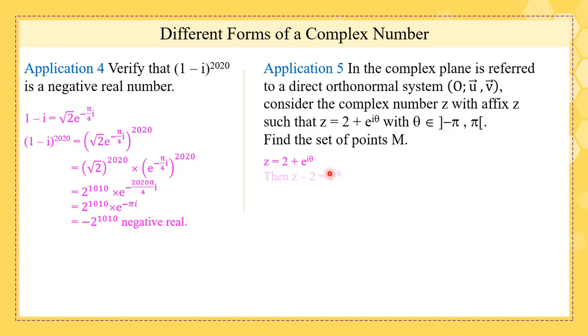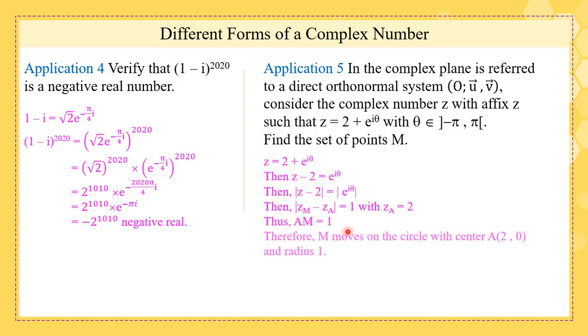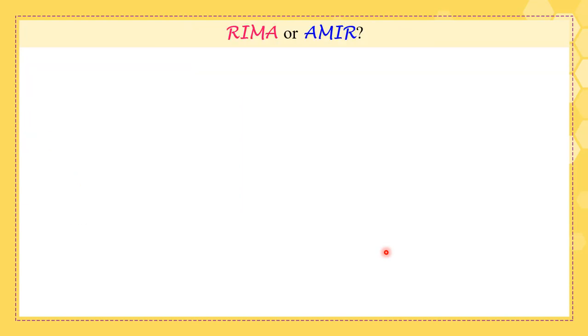Well, this is z. If we subtract 2 from both sides, this is what we get. And now pay attention, the modulus of this complex number is equal to the modulus of e^(i theta), which is 1. So Zm minus Za is 1, where Za is 2. So AM is 1, and this means that M moves on the circle with center A and radius 1.